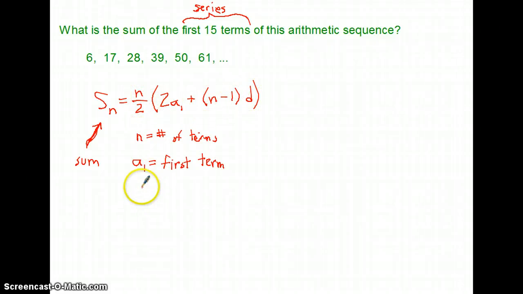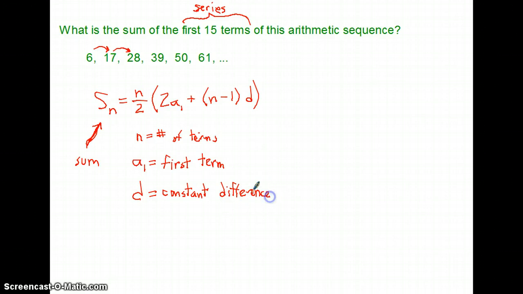And then the last thing that goes in here is d. D was the constant difference. It's what you'd be adding as you go from term to term here. We did that a lot last class. The constant difference here is something like 11.